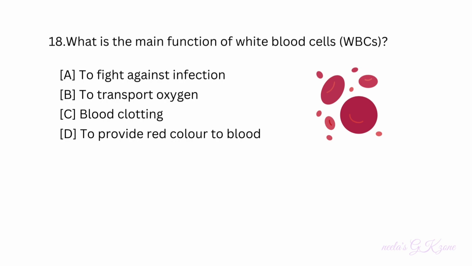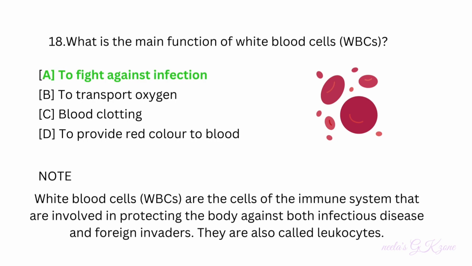What is the main function of white blood cells? Options are to fight against infection, to transport oxygen, blood clotting, to provide red color to blood. If you know the answer, please comment in the comment box. Let's see the answer. To fight against infection. White blood cells are the cells of the immune system that are involved in protecting the body against both infectious disease and foreign invaders. They are also called leukocytes.